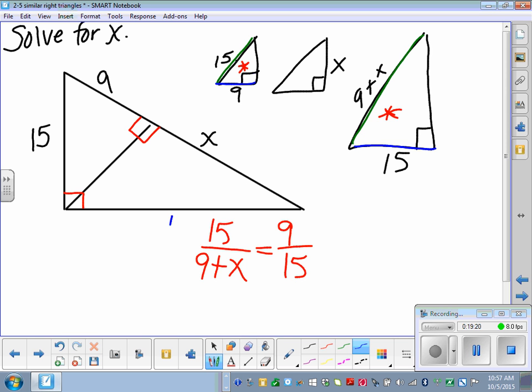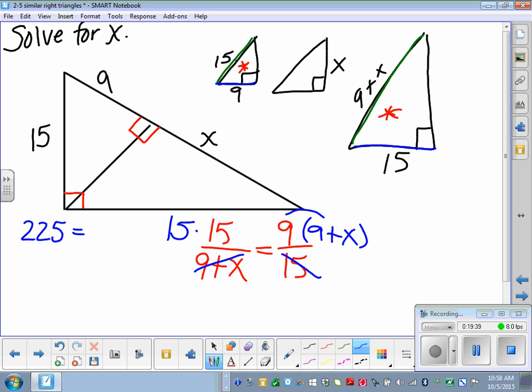So I'm going to multiply both sides by 15. It divides out on this side. Multiply both sides by 9 plus x. It divides out on this side, right? Don't double dip. 15 times 15 is 225, is equal to, do I need to put this in parentheses? Yes, so 9 plus x.